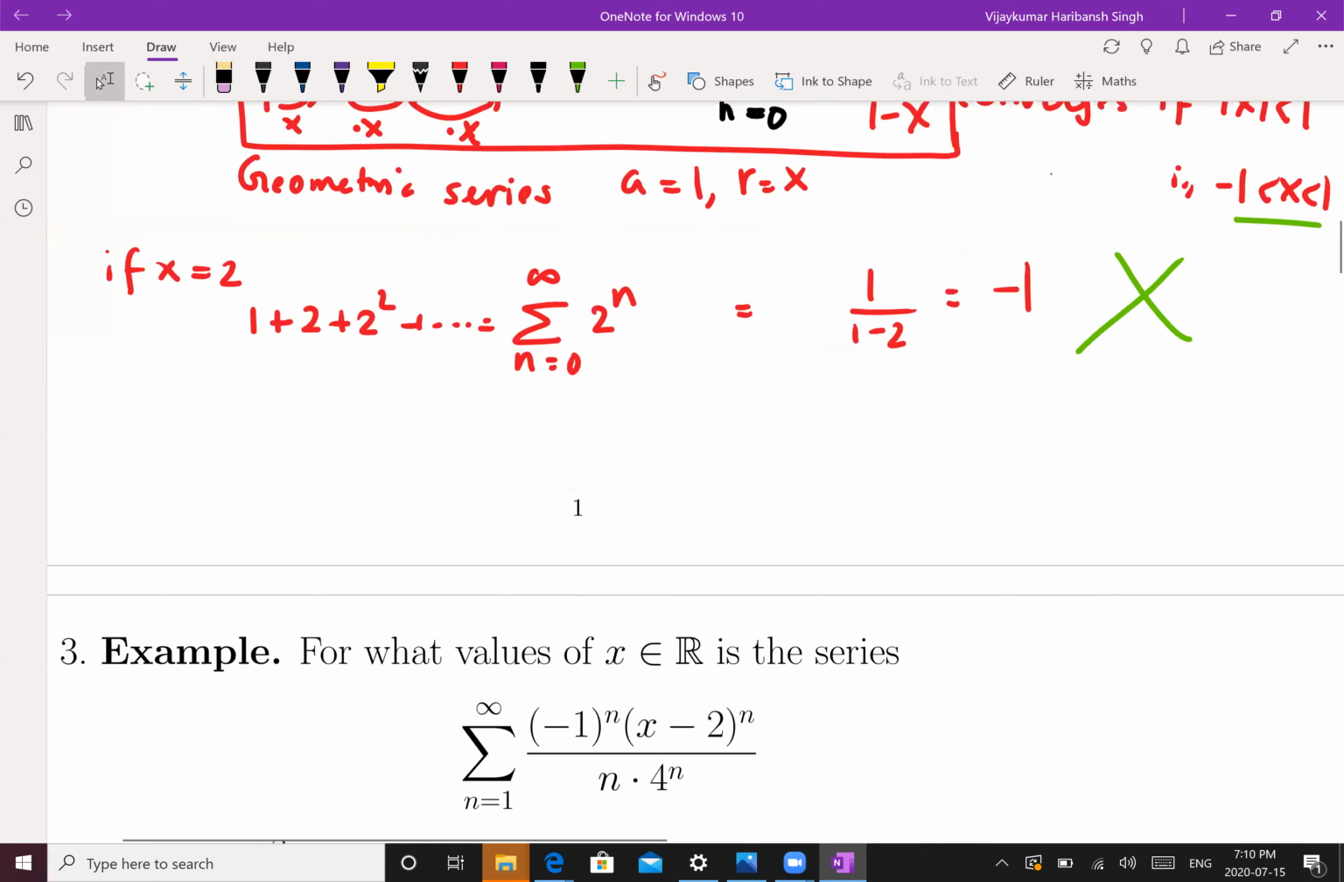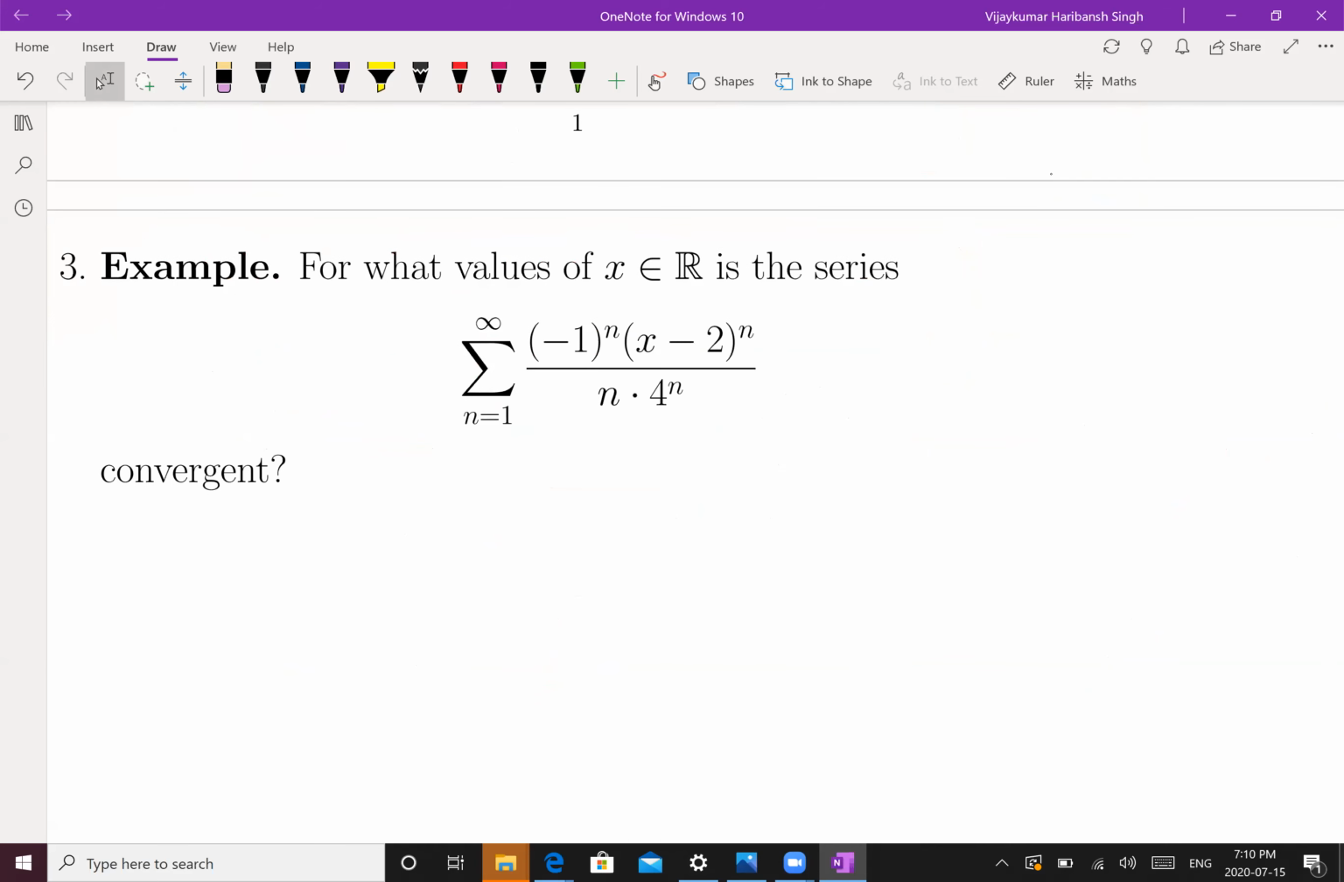So let's ask the following question. For what values of x belonging to R does this series converge? This is almost like an alternating series, but instead of a constant, you have a variable x in it. For some choices of x it will converge, and for some choices of x it will diverge.